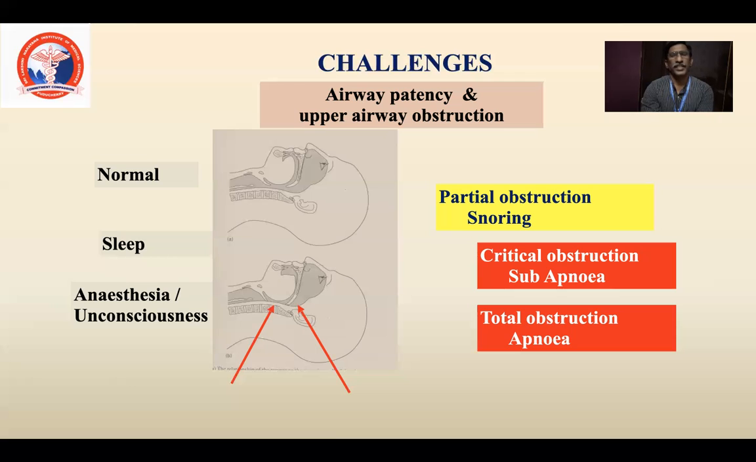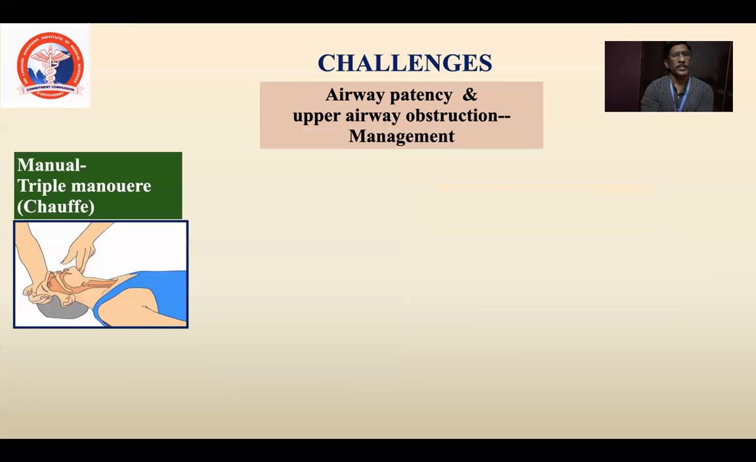If the obstruction is critical, we call it subapnea, and if the obstruction is total, then we call it apnea. In an anesthetized or unconscious patient, the patient cannot wake up or adjust the airway obstruction. So we have to do something. Otherwise, the patient may go into subapnea or apnea. The first one is the manual method, the triple maneuver, that is, head extension, chin lift, and jaw thrust.